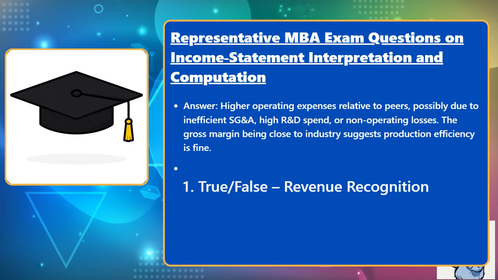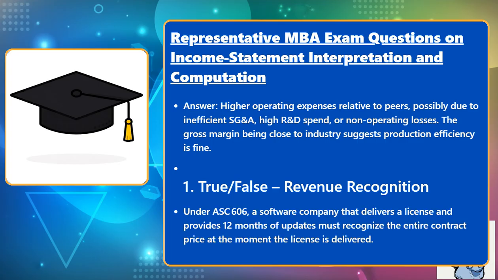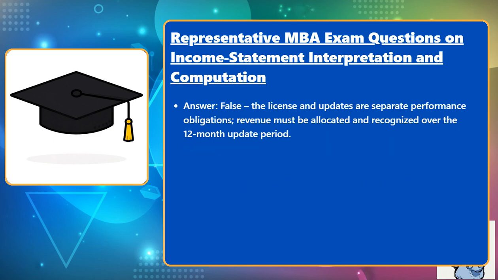3. True or false, revenue recognition. Under ASC 606, a software company that delivers a license and provides 12 months of updates must recognize the entire contract price at the moment the license is delivered. True or false? Answer: false. The license and updates are separate performance obligations. Revenue must be allocated and recognized over the 12-month update period.